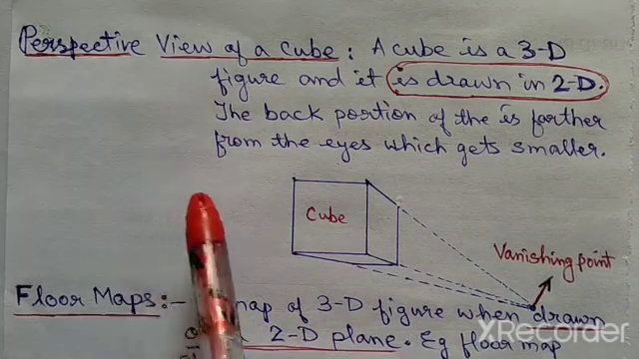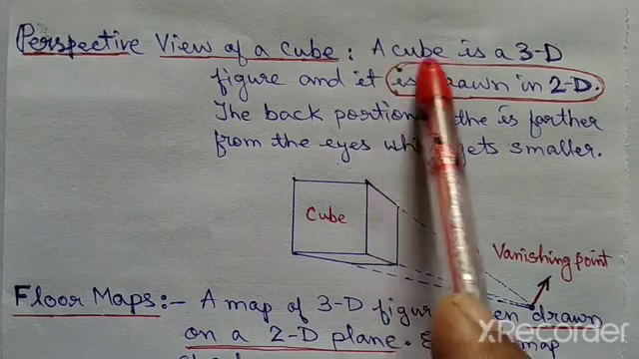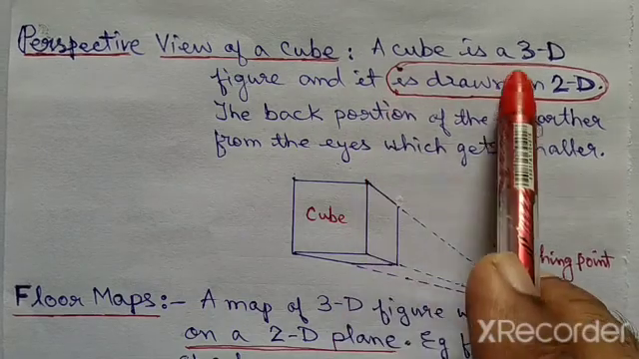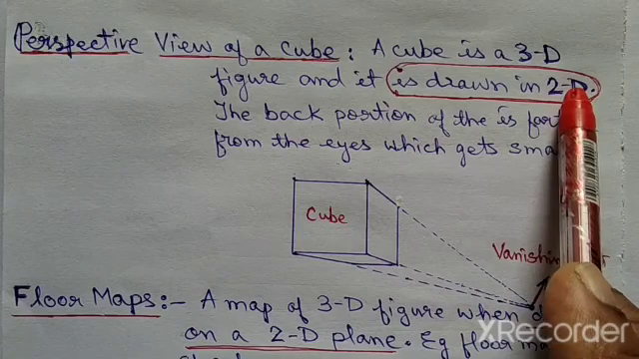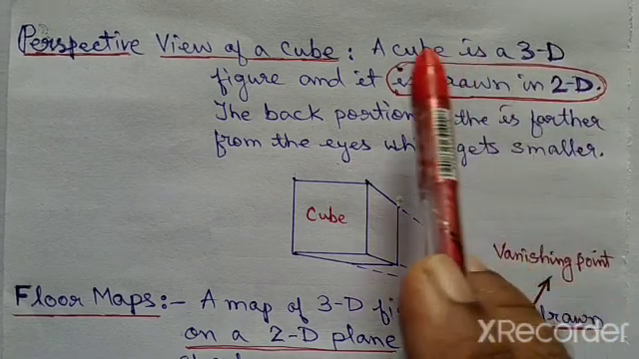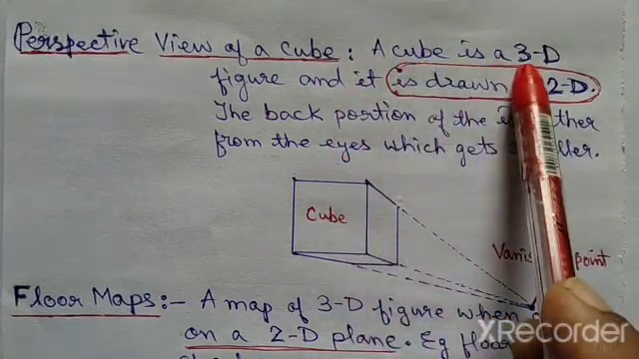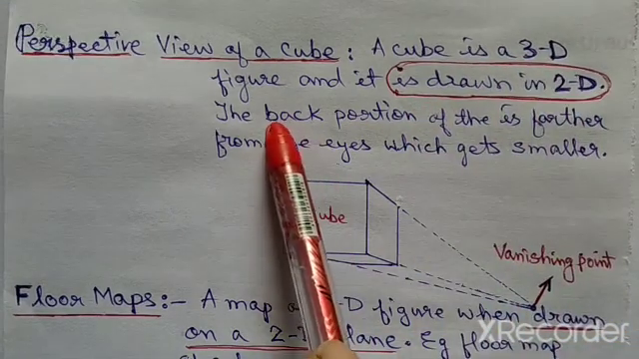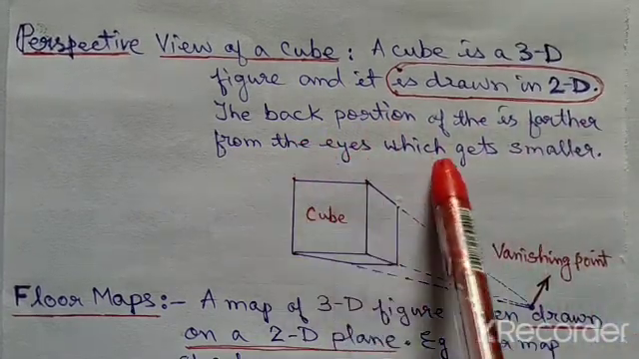Now look here, children. Let us see the perspective view of a cube. Now, children, we know that a cube is a 3D object. Okay, a 3D figure. You all know a cube is a 3D figure and it is drawn in 2D, that is a two-dimensional figure or plane. So whenever you draw a cube, a 3D figure, on a 2D plane, what do we see? The back portion of the cube is farther from the eyes, which gets smaller.